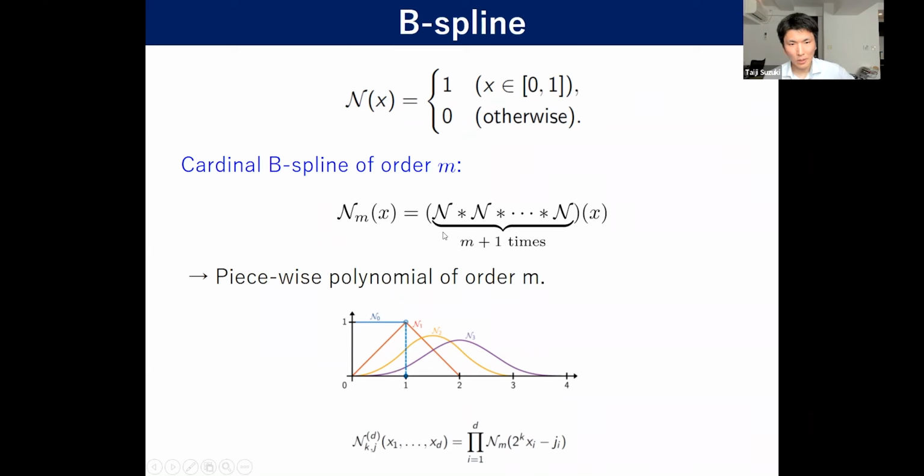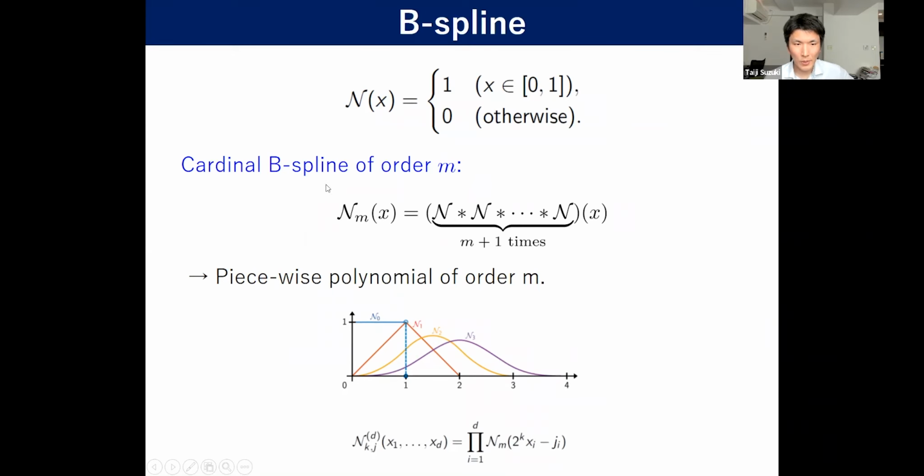Okay, so anyway, the cardinal B-spline looks like this. The first order cardinal B-spline is this one. The second order cardinal B-spline is like this. The third order cardinal B-spline is like this. So the cardinal B-spline of order m is a piecewise polynomial of order m.